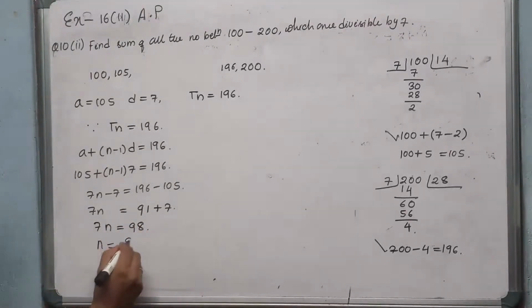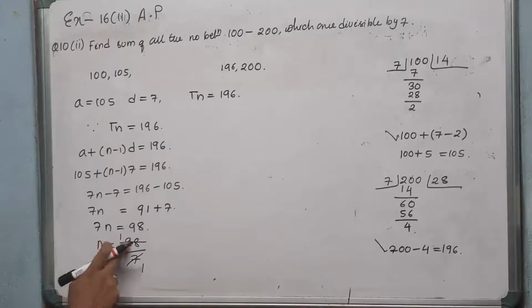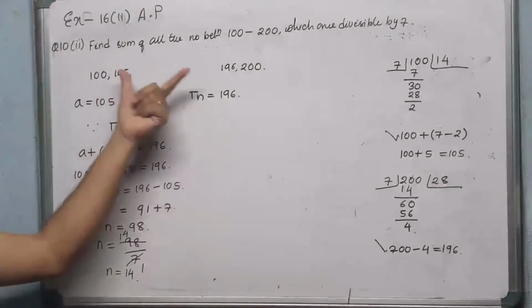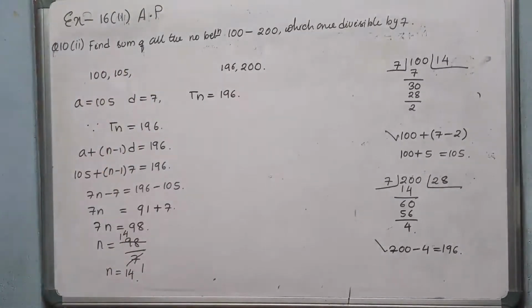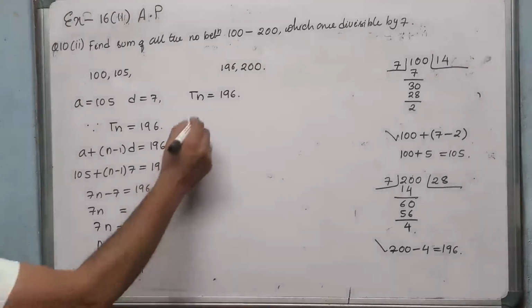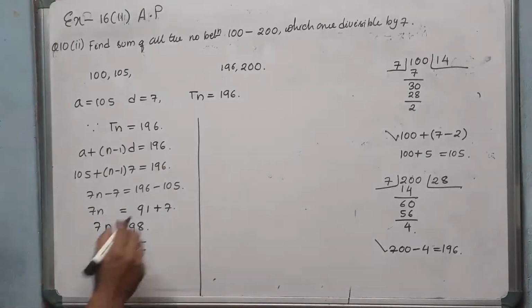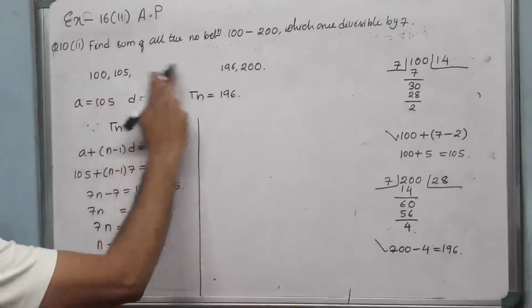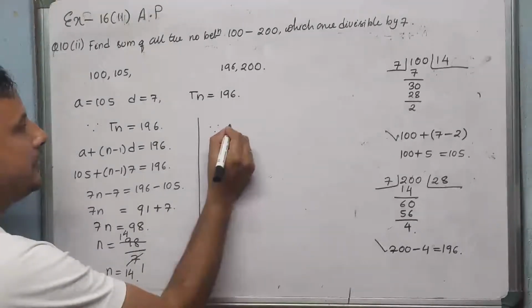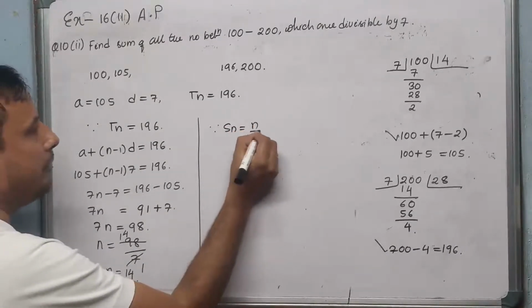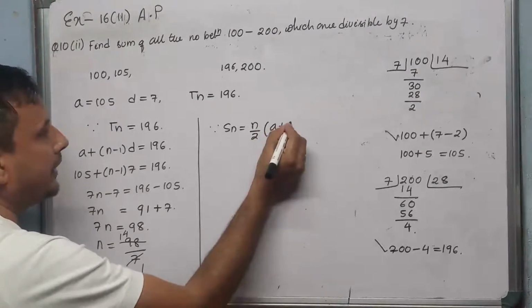n is equal to 98 divided by 7. 7 ones are 7, 7 fours are 28. n is equal to 14. Now in between 100 and 200, there are 14 numbers which are divisible by 7. Then the sum of the 14 terms that you have to calculate. Now already we have the first term and the last term, then the sum formula I'll use: Sn is equal to n by 2, a plus l.